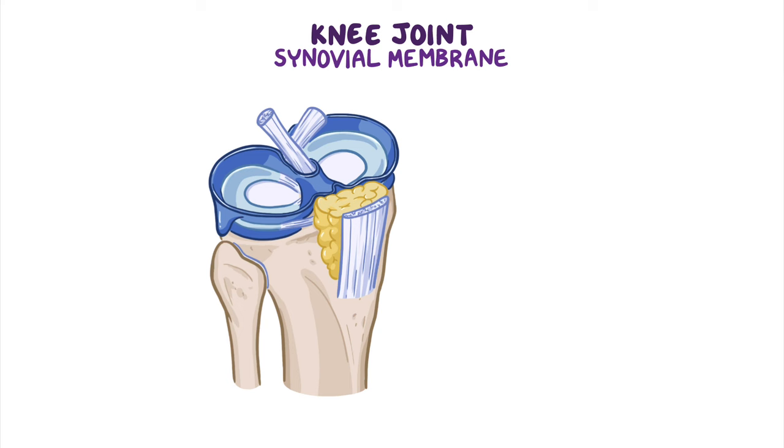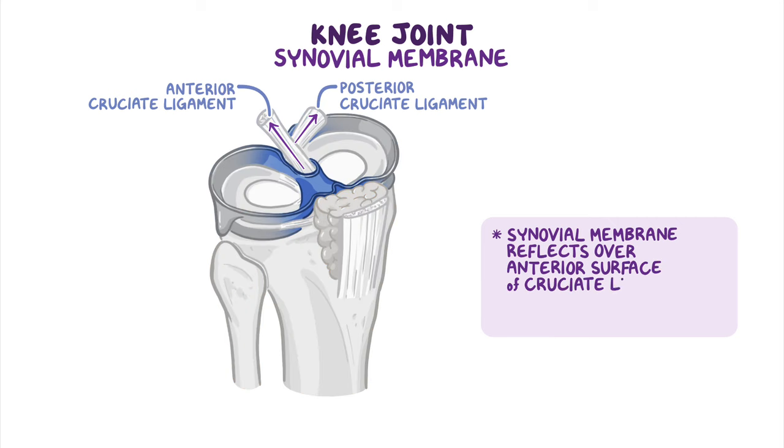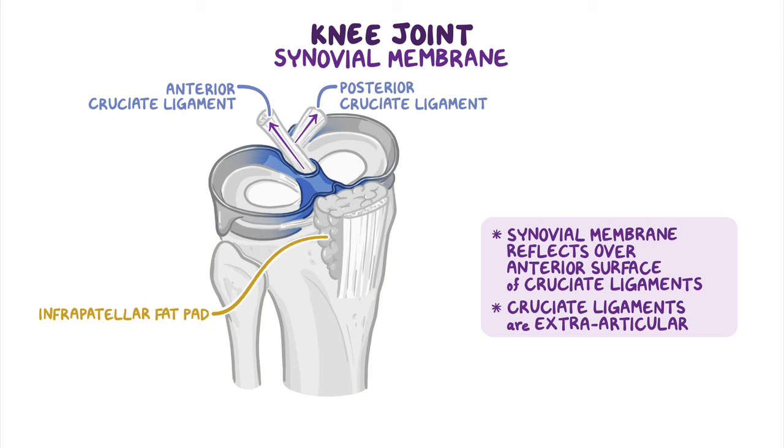From this view, we can see the famous anterior and posterior cruciate ligament. And as you can see, the synovial membrane actually reflects anteriorly over these anterior surfaces of the cruciate ligaments into the intercondylar region instead of going behind them. Meaning, the cruciate ligaments actually lie posterior and outside of the synovial-lined articular cavity, so they're considered extra-articular, in addition to lining the posterior surface of the infrapatellar fat pad, making this extra-articular as well. The anterior synovial reflection creates a median infrapatellar synovial fold.